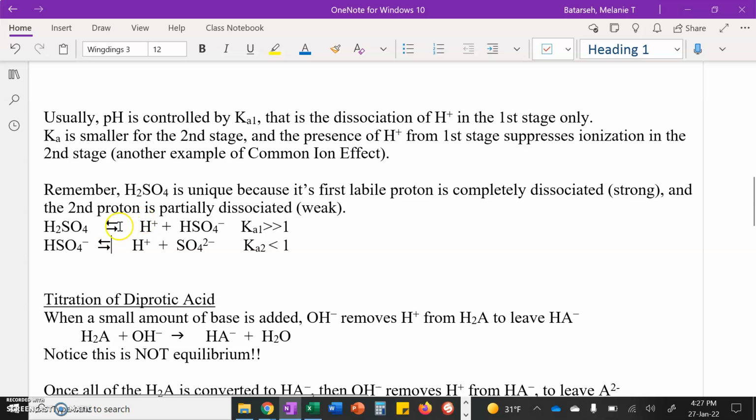So in all honesty, I should not make this a double arrow. I should make that a single arrow. And then here, this one's weak. So now your Ka2 is less than 1.